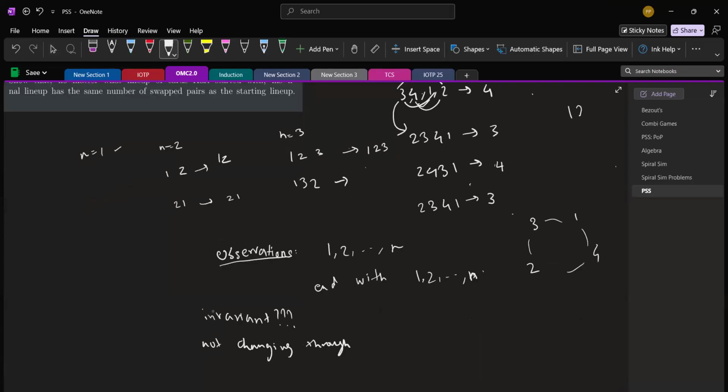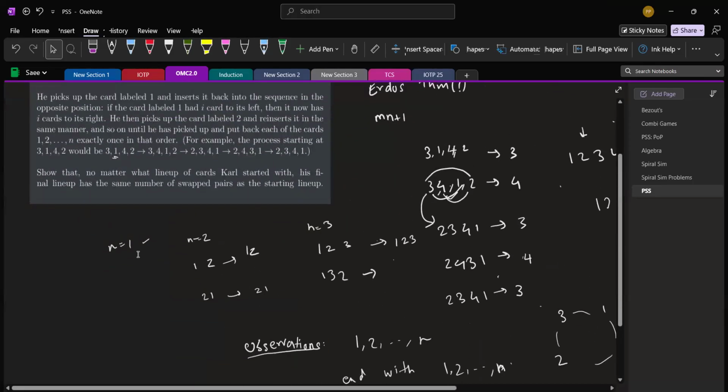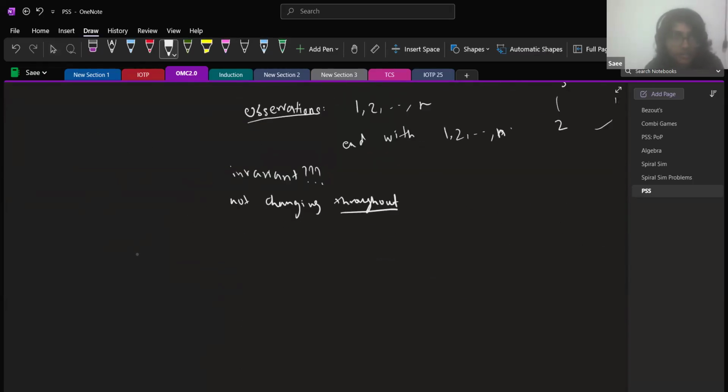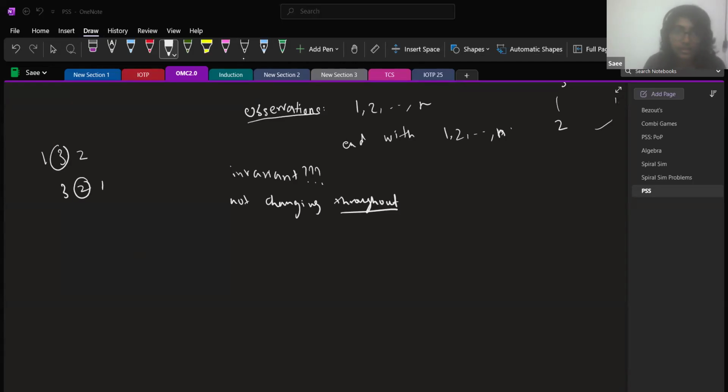A trivial one would be that if you have an odd number of terms, then the middle term doesn't change at all. Not true. For example, if you start off with 1, 3, 2, then you flip, this one goes here, so you get 3, 2, 1. Earlier the middle term was 3, now it's 2. Oh, okay. I thought that whenever you flip the one, you have to flip the two also on the other side.